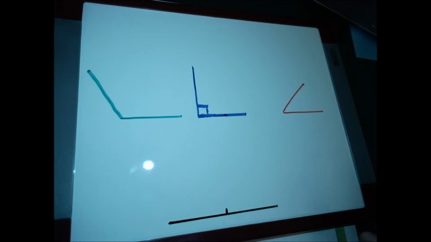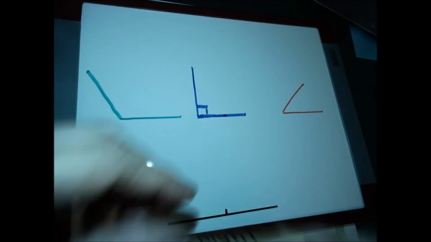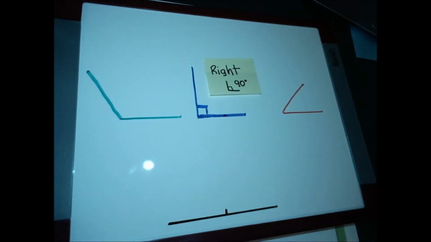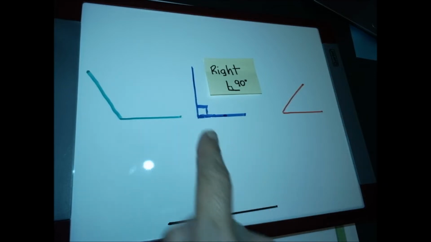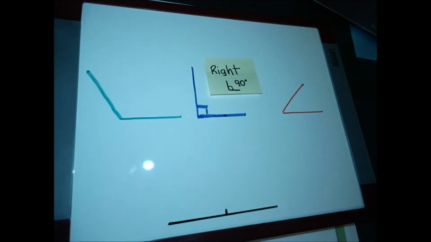There are three main angles that you're going to see in triangles. The first is the right angle, which is exactly 90 degrees. Usually you can see it by a box indicating that the two lines coming together are perpendicular, straight up and down, making it 90 degrees.